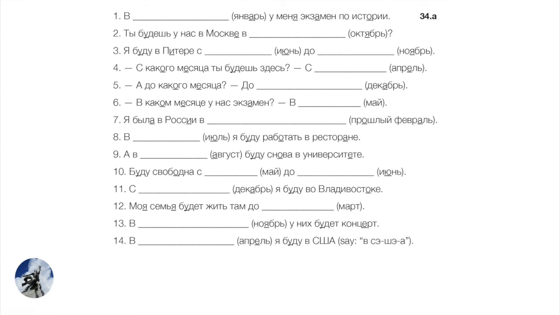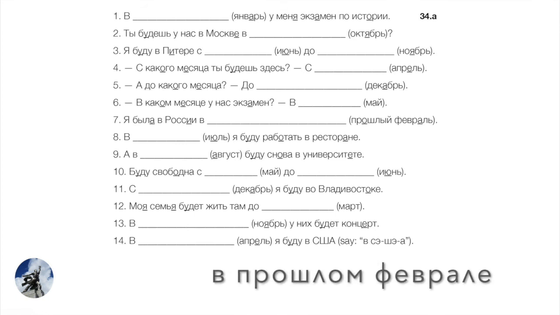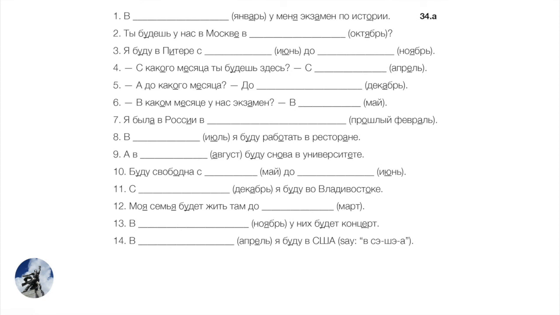Number 6, in which month do we have an exam? В каком месяце у нас экзамен? We'll say in May, в мае. Now note there that we dropped the и краткое, right? We no longer need that because we have the soft vowel to represent that spelling, right? Ye plus the vowel в мае. Number 7, I was in Russia literally in last February. Я была в России в прошлом феврале. Again, in stressed noun, феврале.